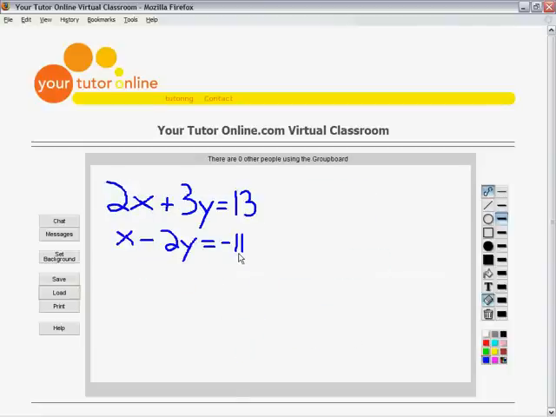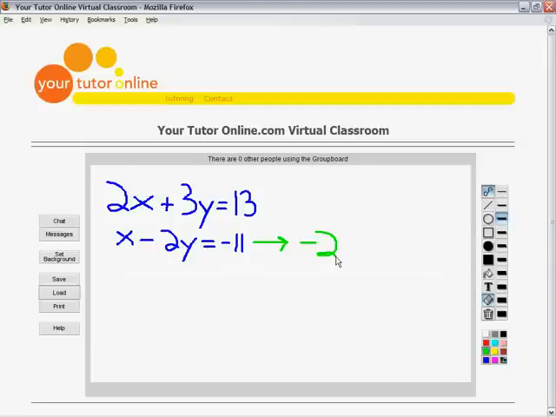Sometimes you need to change one of the equations before adding them together in order to get a variable to cancel out. In this example, if we multiply the second equation by a negative 2, the x's will cancel out. When you multiply an equation by a number, you need to multiply every single term by that number.